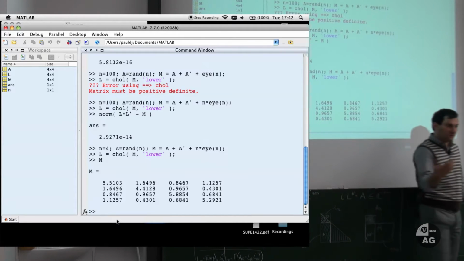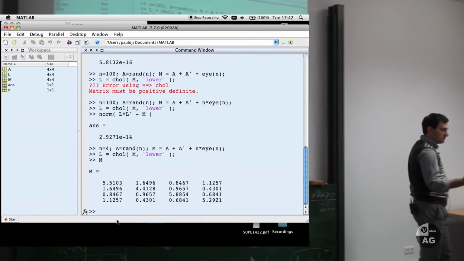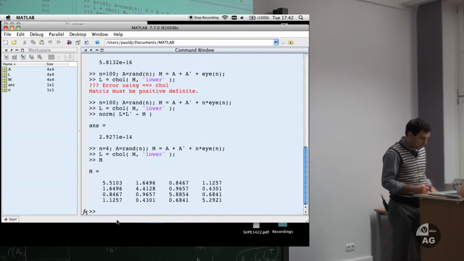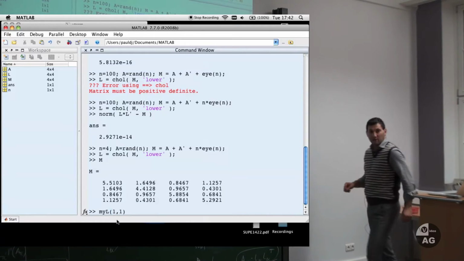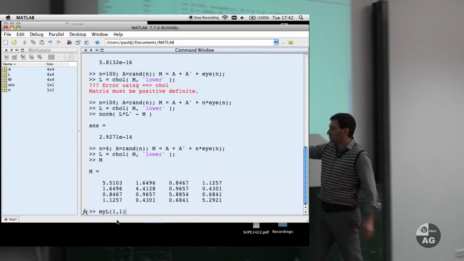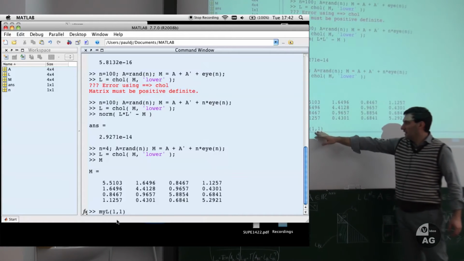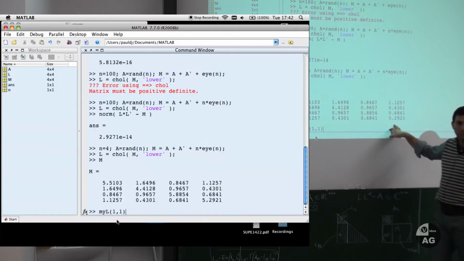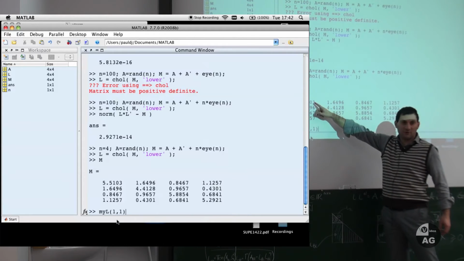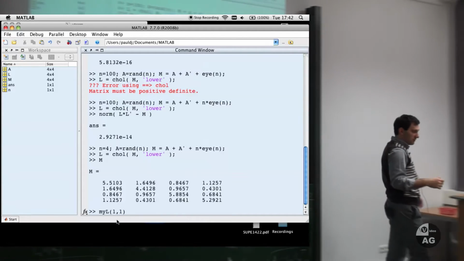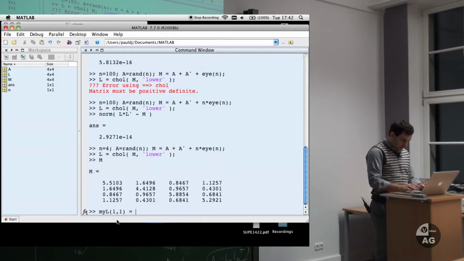So the first operation, what would it be? Square root sounds good. So my L11. Do you agree? I am computing. Oh, maybe I should initialize my L. My L will be 4 by 4, lower triangular, and the first entry, so the top left entry, will be the square root of the corresponding entry.